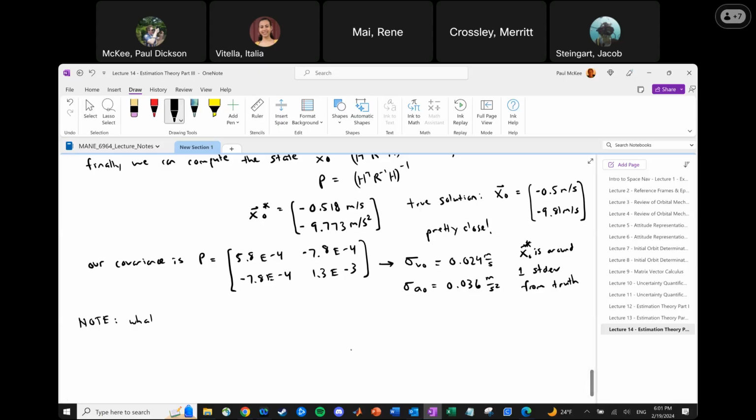So first, note, what if we instead wanted to estimate, not measure, but estimate? So what if we were too greedy? We weren't happy with initial velocity and initial acceleration. We also wanted initial height.